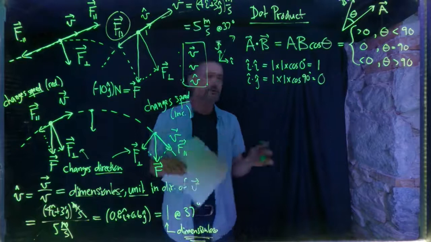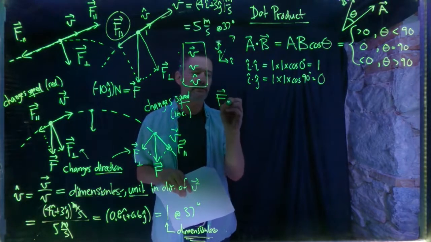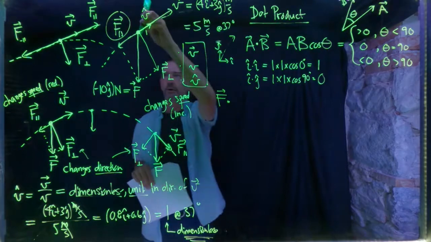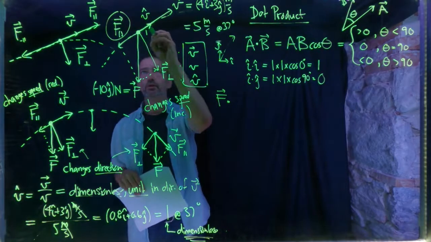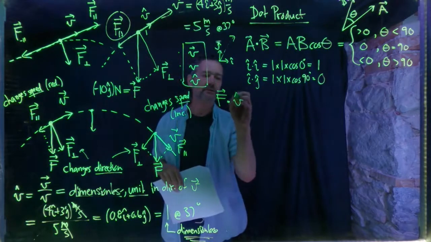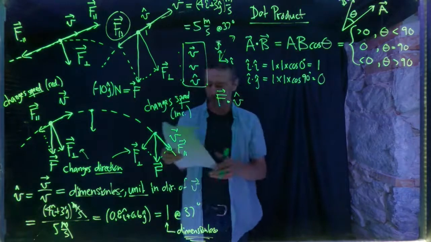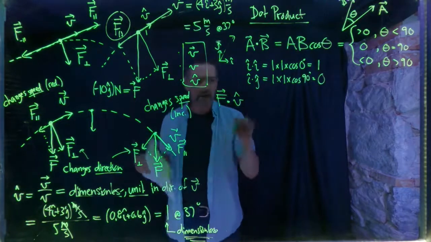So what I want to do is just write down something and we're going to look at it. We're going to take the vector F here and take the vector dot product with the unit vector in the direction of the velocity. And we'll see what happens. Unit vectors, dimensionless, always have a caret or a hat on top of them. So let's work this out.